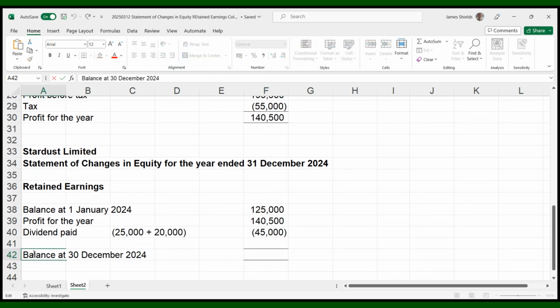The balance at the 31st of December 2024 will be the £125,000 balance at the beginning of the year, plus the profit for the year of £140,500, minus the dividends paid of £45,000 to give us a balance at the end of the year of £220,500. So that's a brief summary of our statement of change in equity retained earnings column.